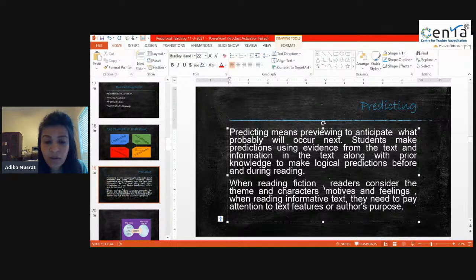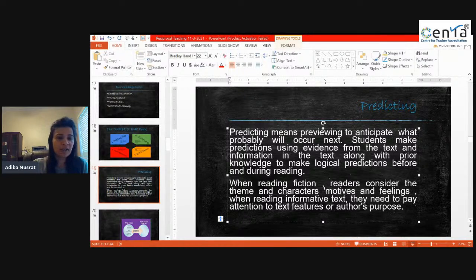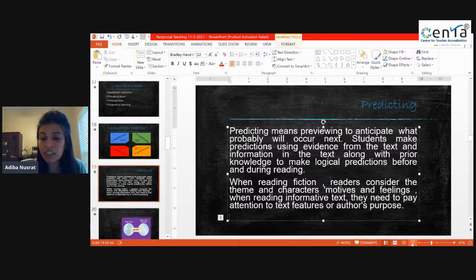Very good. So yes, when we read a fiction, we predict by looking at the cover. We look at the title, we look at the illustrations, because we have not read the text yet. This process makes logical predictions both before and during reading. Once we are into the reading, we look into the themes, the characters, the motives, and the feelings of the characters. But when we are reading informative text, what do we look at? We look at the text structures, like if there are maps, charts, headings, or contents. And we look at the author's purpose.